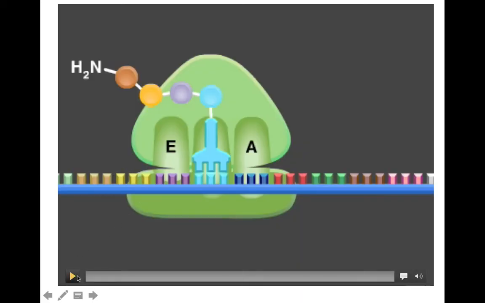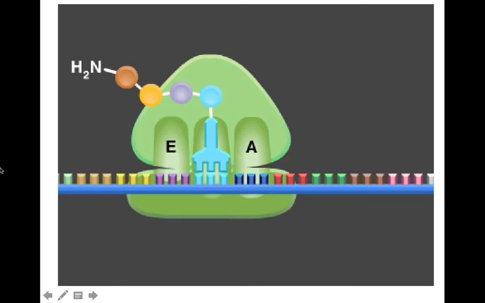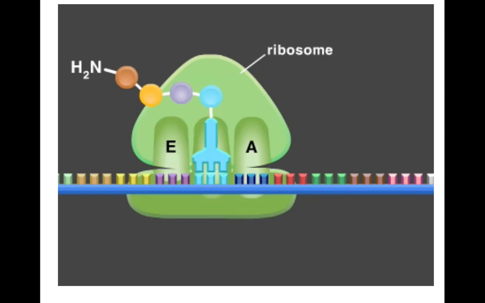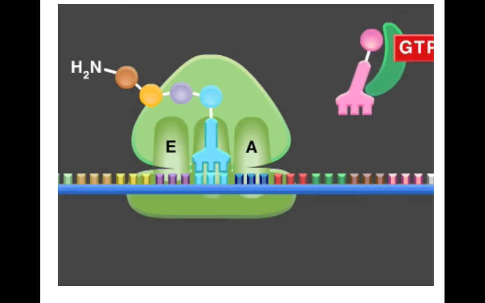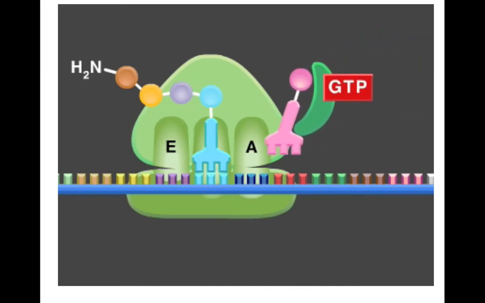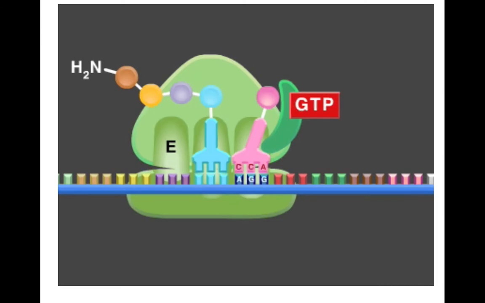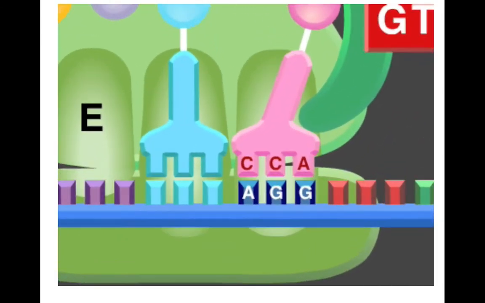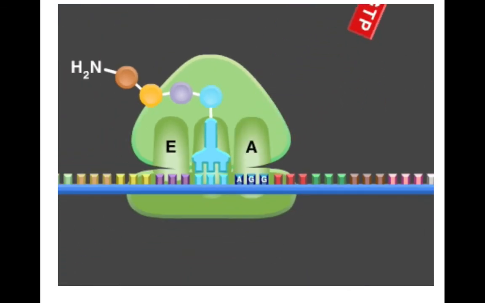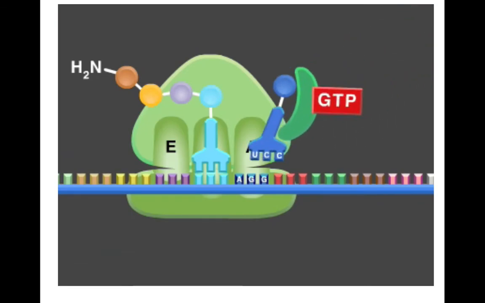So this is a video for elongation. To extend a growing polypeptide chain, the ribosome must select the correct amino acids that are specified by the messenger RNA. An aminoacyl tRNA bound to elongation factor Tu, EF-Tu for short, enters the free A site on the ribosome. If the anticodon of the charged tRNA does not match the codon in the messenger RNA, the tRNA is rejected. The process of trial and error repeats until the correct tRNA is identified.